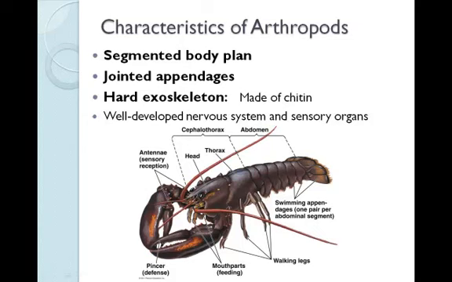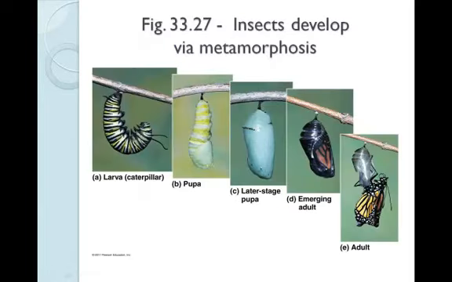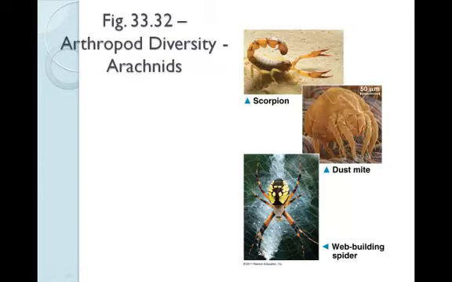Their bodies are protected by a hard exoskeleton made of chitin, and they have a well-developed nervous system and sensory system. Like nematodes, the arthropods develop through a series of molts and may go through distinct stages seen in butterfly development. The butterfly lays eggs, which develop into a feeding larval stage. The larvae then undergo transformation within the pupal stage to develop into an adult. Let's take a look at the diversity of arthropods.